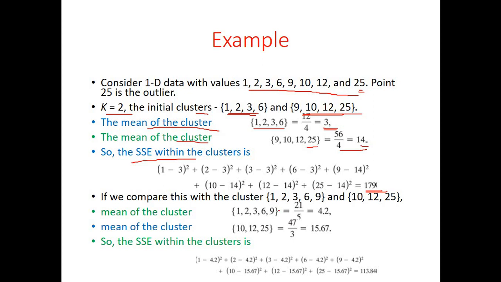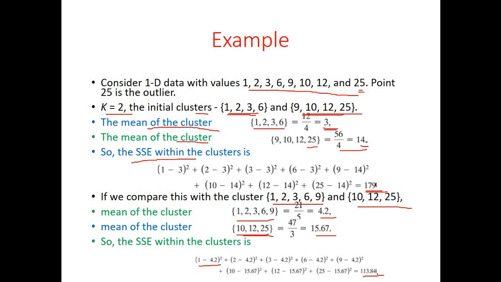Now let us consider another cluster group of the same data points. 1, 2, 3, 6, 9 is in one cluster, 10, 12, 25 is in the other cluster. The mean of the first cluster is 21 by 5, that is 4.2. The mean of the second cluster is 47 by 3, 15.67. The SSE value for the first cluster is 1 minus 4.2 whole square, 2 minus 4.2 whole square, 3 minus 4.2 whole square, 6 minus 4.2 whole square, 9 minus 4.2 whole square. The SSE value for the second cluster is 10 minus 15.67 whole square plus 12 minus 15.67 whole square plus 25 minus 15.67 whole square.